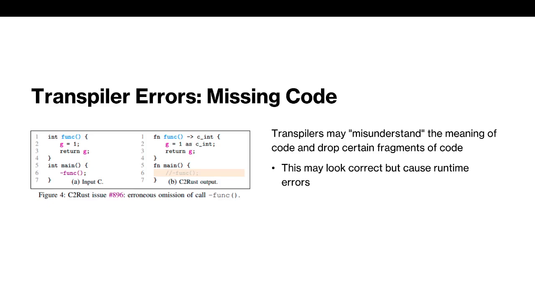Another type of error would be missing code. Transpilers could misunderstand the meaning of a certain section of code, and then just drop it altogether. And this is not always as easy to see as you might think. This could be a very subtle thing that doesn't cause any kind of compiler error, but crops up at runtime and introduces state differences and other errors.